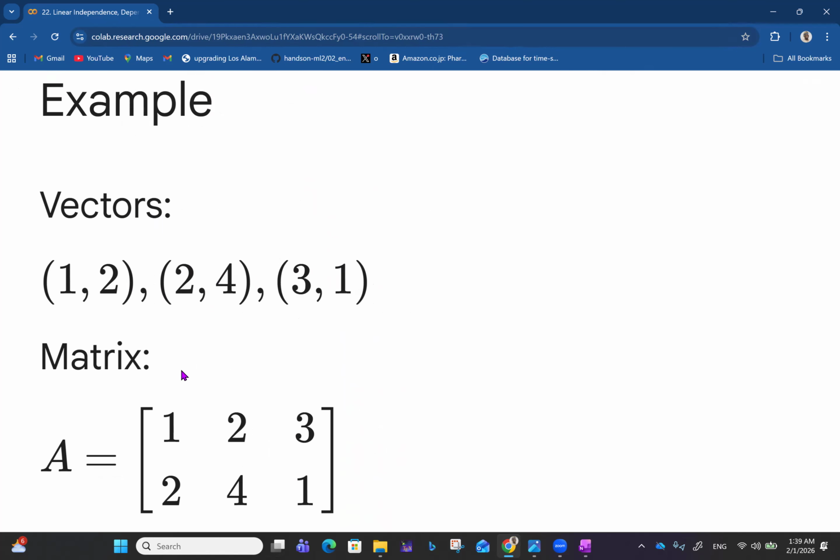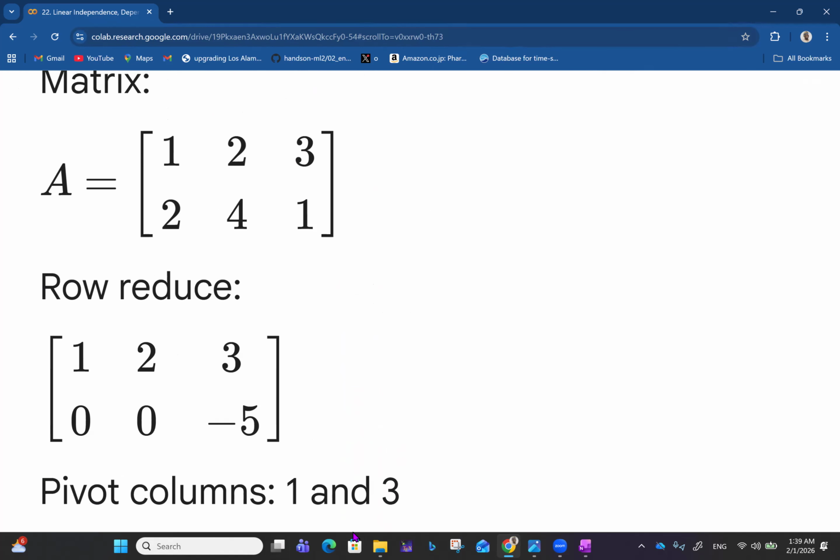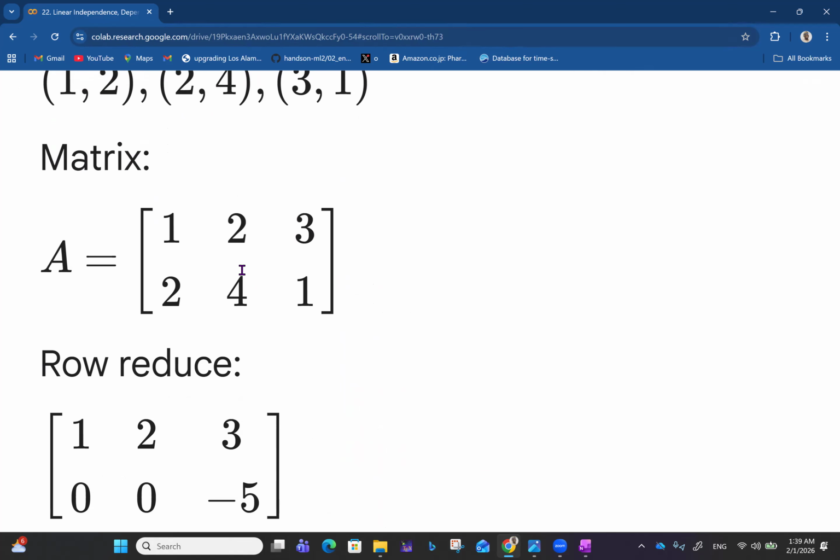So you have matrix A: 1, 2, 2, 4, 3, 1. And when you row reduce, you can keep this first row. Then row 2 minus 2 times row 1: 2 minus 2 times 1, that's 0. 4 minus 2 times 2, that's another 0. 1 minus 2 times 3, that's 1 minus 6, which is minus 5. By the time you're done, this first column has a pivot. This second column doesn't have a pivot, but the third one has a pivot, right? At the end of the day, you see the middle column is useless.